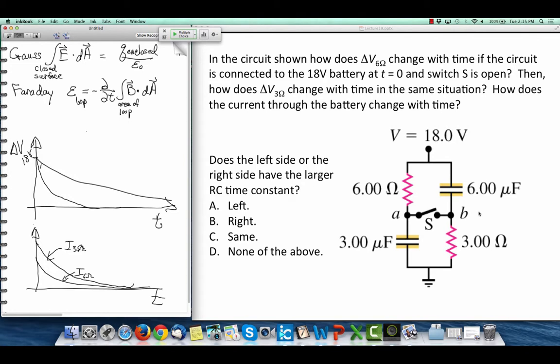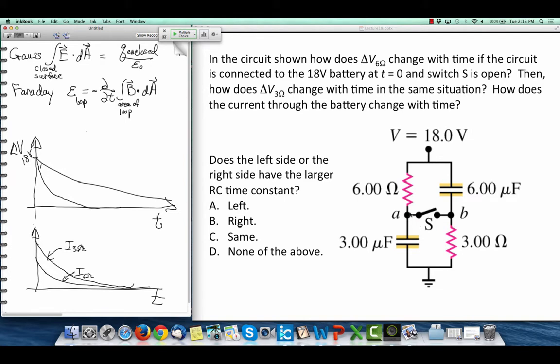So it drops off quickly, and the other one with 6 ohms on one side and 6 microfarads in the capacitance would take a lot longer. In fact, it would be an RC time constant that's 4 times longer. That's something like what I drew there.